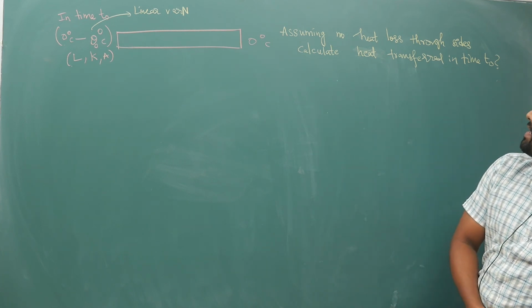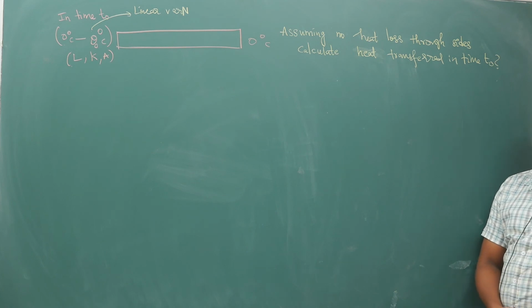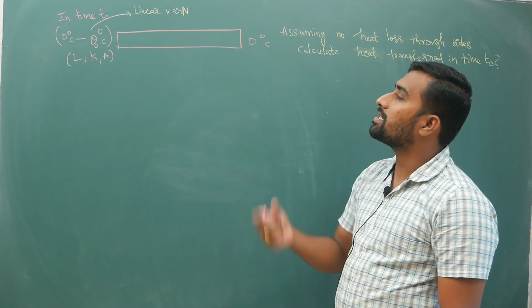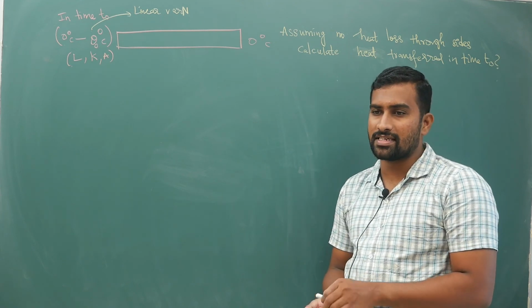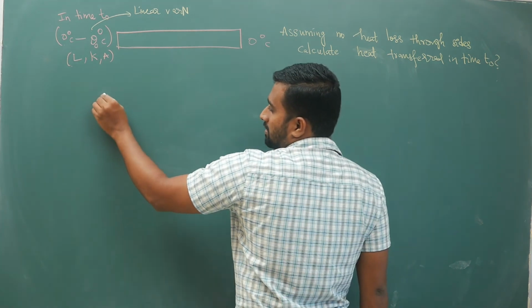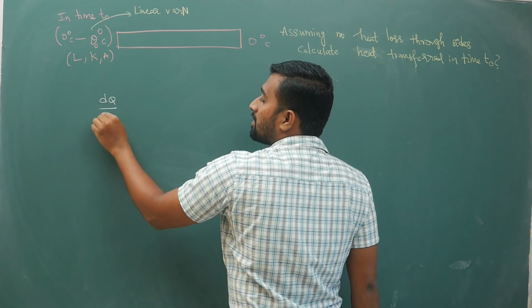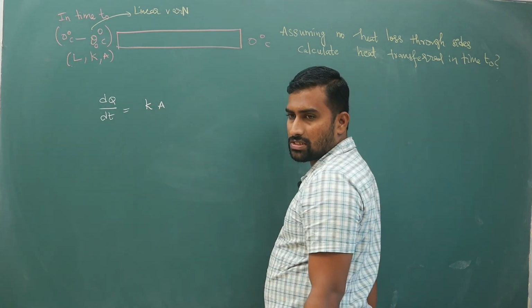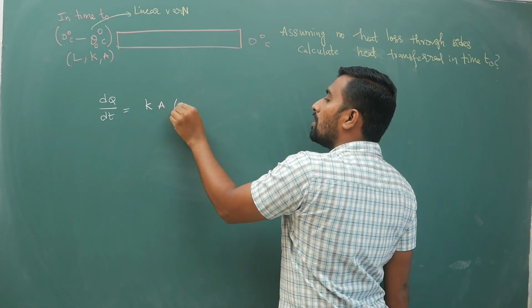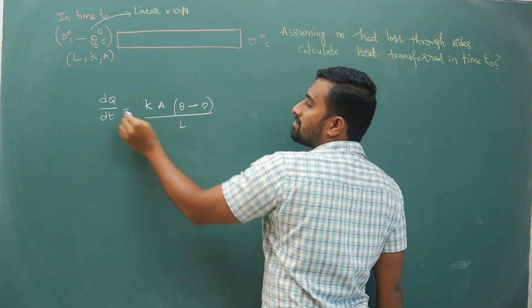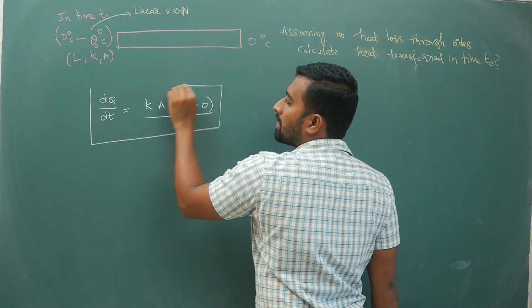Okay, here I have asked for heat energy. I did not ask for rate. And another thing is your temperature is also continuously changing. So when temperature is changing like this, your heat rate dQ/dt is K times area of cross section, which is constant, KA, into (theta minus 0) by your length L. This part I hope you are clear.